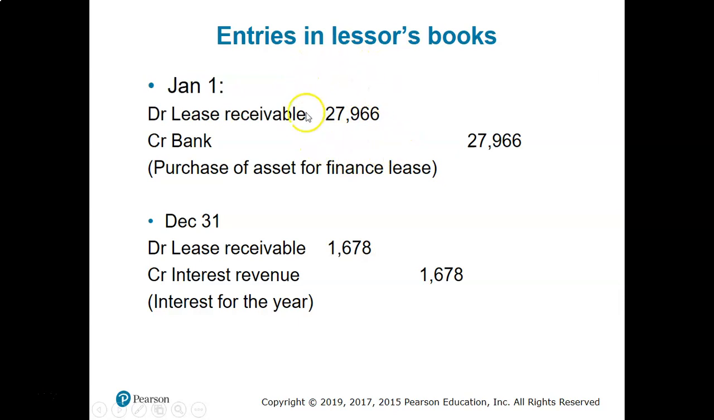And the lessor will receive this money, 27,966, from the lessee in 3 years. The money is receivable, so this is recognized as an asset. So lease receivable debit, asset increase, and bank account credit. Bank account is another asset decreasing, because the lessor paid this money to purchase the asset for the finance lease.